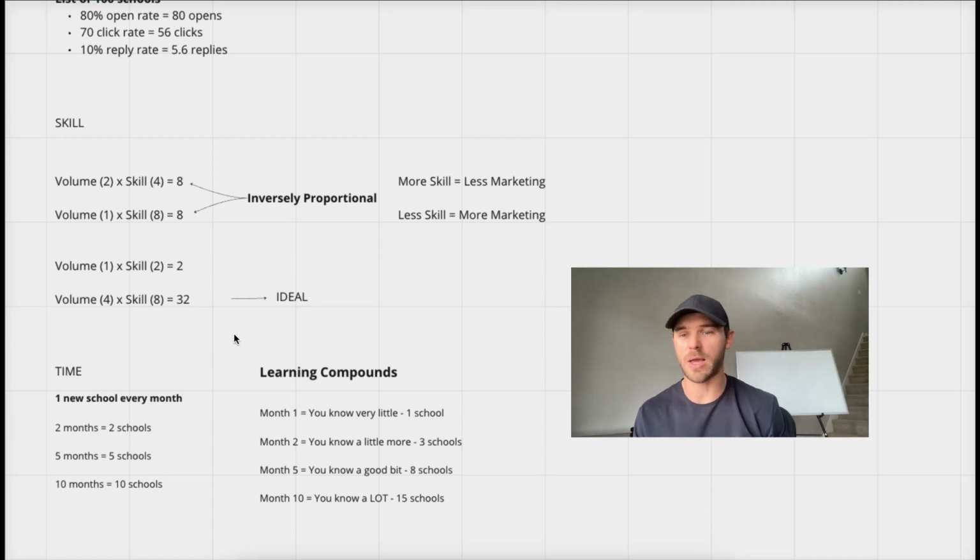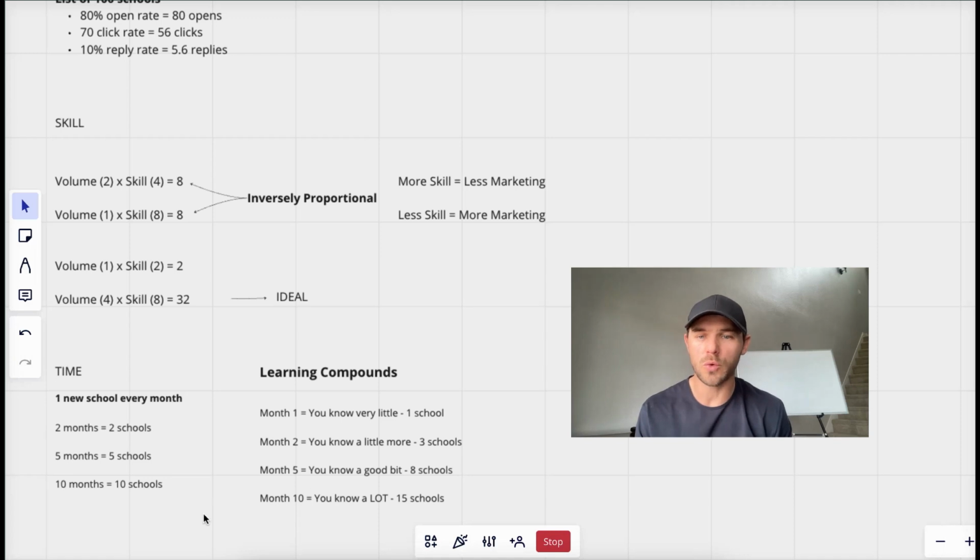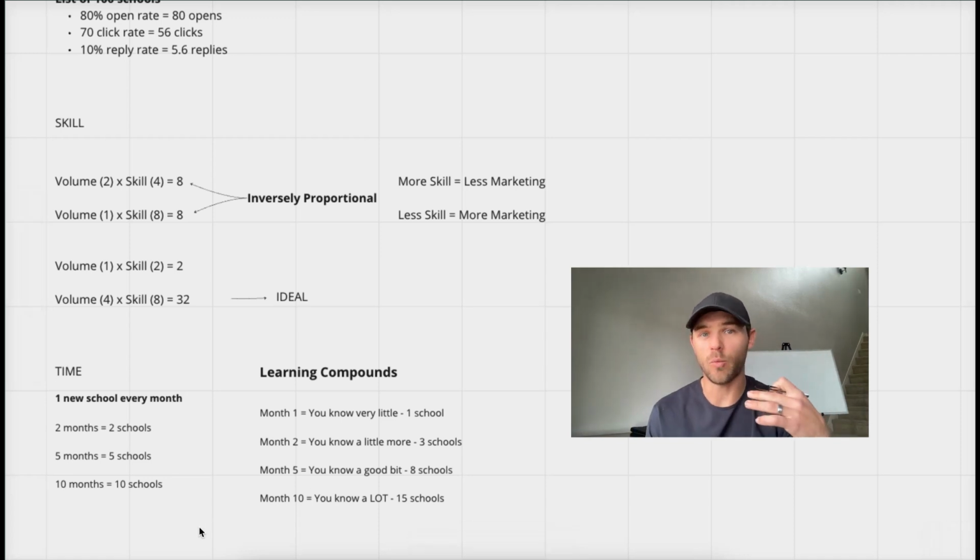Okay, look on the left side here. We have 1 new school every month. Let's say that with whatever you're doing right now to get interest from college coaches, you get 1 new school every month. That means in 2 months, you'd have 2 schools, and in 5 months, you'd have 5 schools. In 10 months, you'd have 10 schools, right?